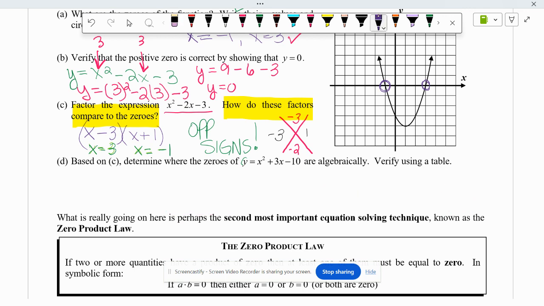Sorry. So we're going to do the same thing, but we're going to factor this. We don't know these factors yet. Yep, erase it, or just scribble it out. What are two numbers that you can multiply together to get negative 10 that when you add them, you get 3?